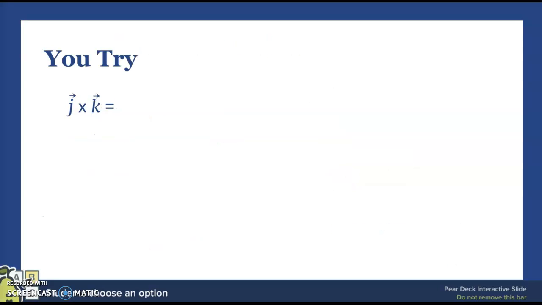All right, your turn to try. What is j cross k in terms of the unit vectors i, j, or k, positive or negative? You're going to choose an option. All right, hopefully you got that that was vector i. All right, try this one. j cross i. That should be negative k. How about i cross k? That's negative j.